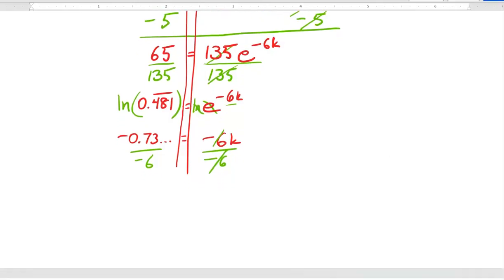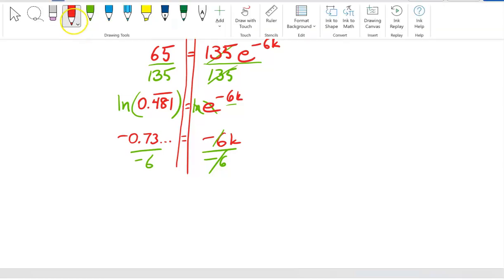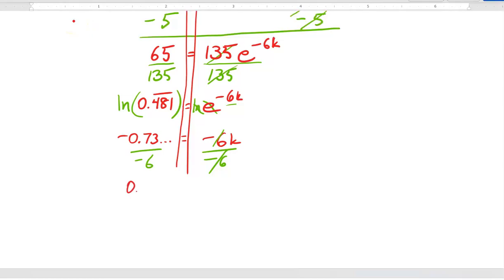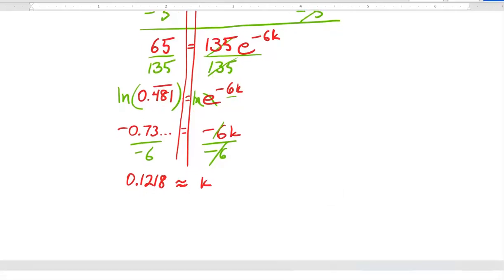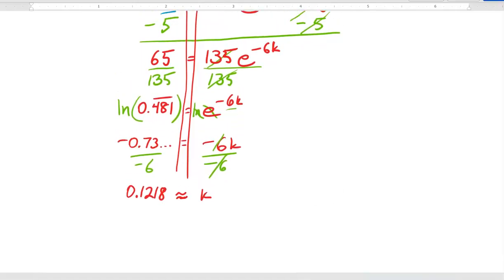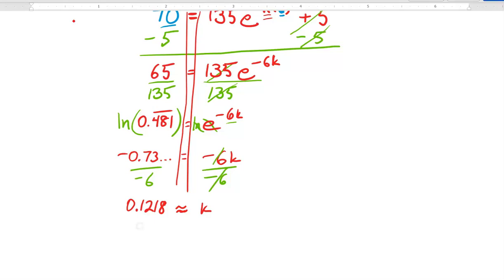And finally, divide by negative 6. What do we got there? It is about 0.12. I'm going to go 4 decimal places, because that's what you did on the last assignment. That's probably a pretty good amount of precision. 0.1218. So that's a little over 12% per minute for the k. All right, that's the k.